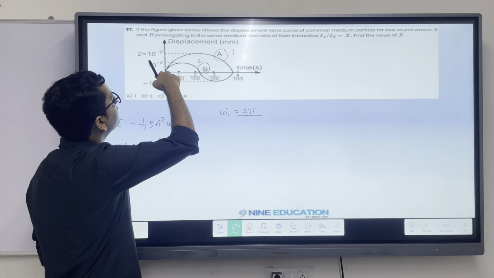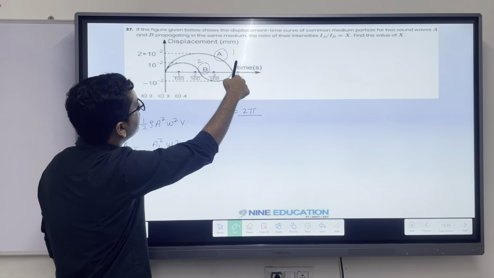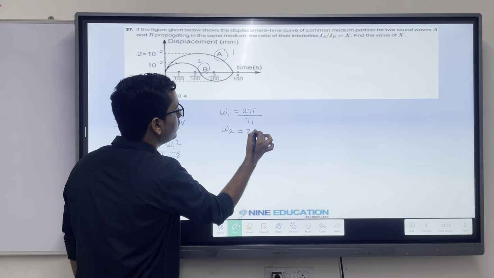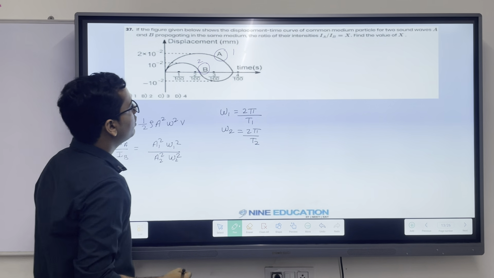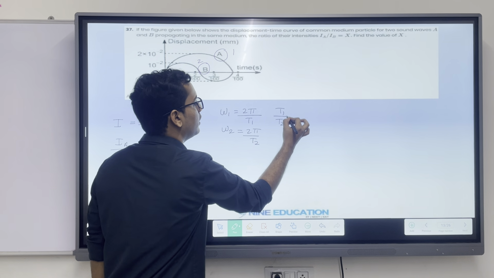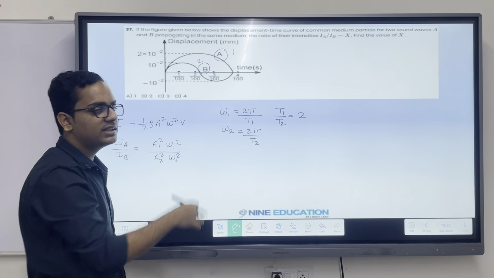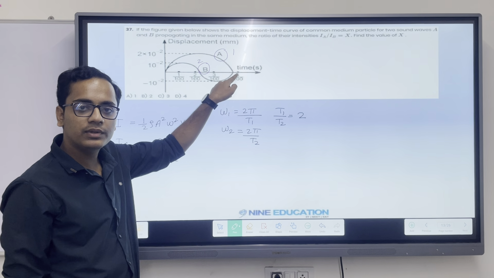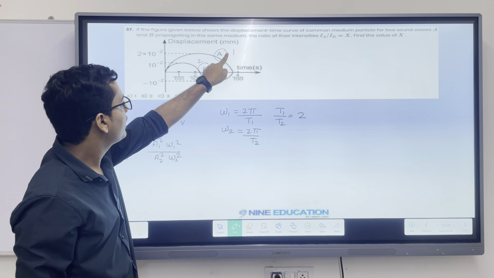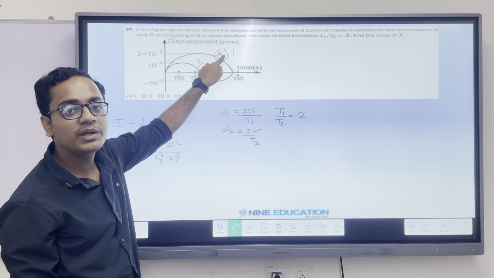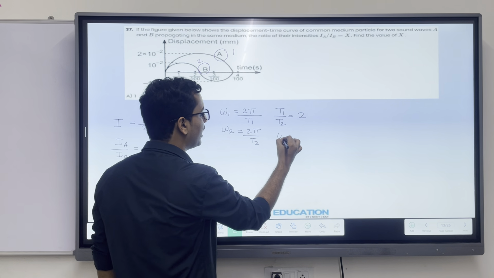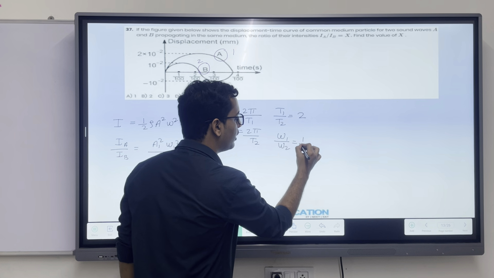What is the time period of the first wave? The time period of the first wave is, let's say, T1. Omega 2 is 2 pi divided by T2. You can clearly see the time period of the first wave is 2 times that of the second, because the first wave is completing only half of the oscillation when the second wave is completing the complete oscillation. So that's why this is taking more time to complete one oscillation. That's why T1 by T2 is 2. So hence, omega 1 by omega 2 is 1 by 2.